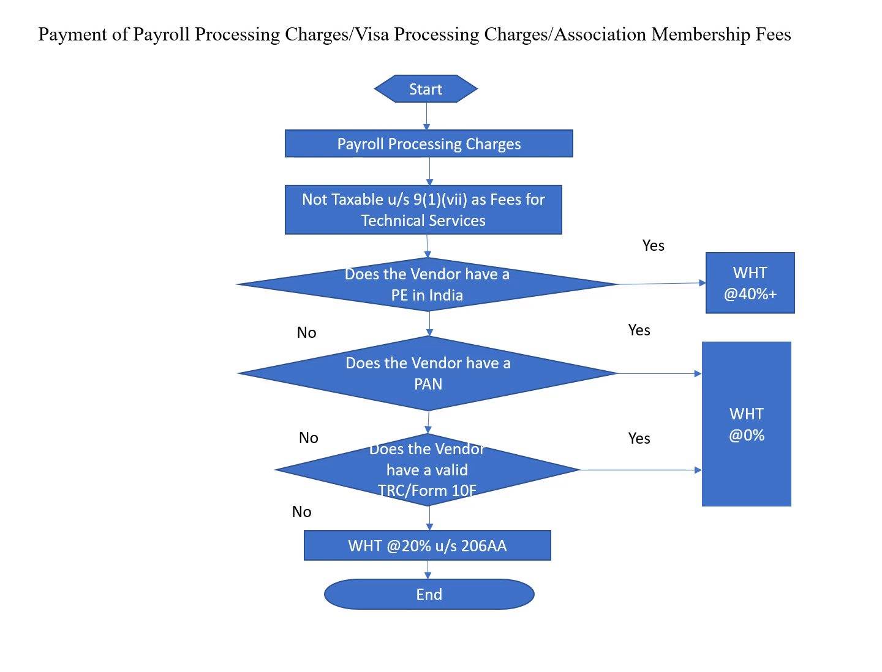So the first question we will ask is whether you have a PE in India. If yes, 40%. If no, we ask for a PAN. If you provide PAN, then no TDS. If you're not able to provide PAN, then we'll ask, okay, provide me a TRC. If you provide TRC, manual till March 23, no TDS. If you're not able to provide TRC, then deduct TDS at the rate of 20% under section 206AA.